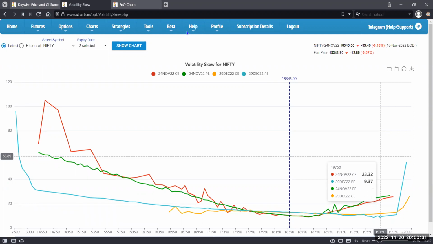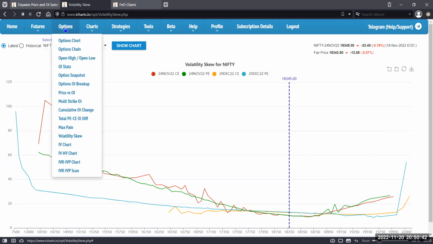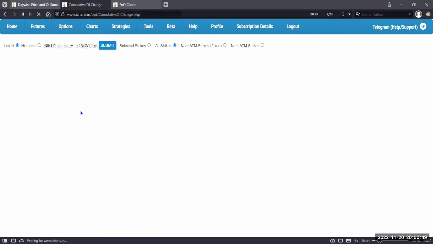Sir, can you please explain how important PCR is in deciding whether to take a trade or not? Because PCR is there in almost all the tools. Yeah, PCR. Okay, let me go here.